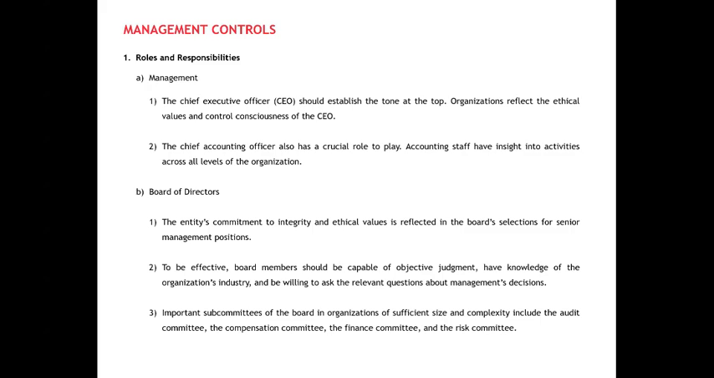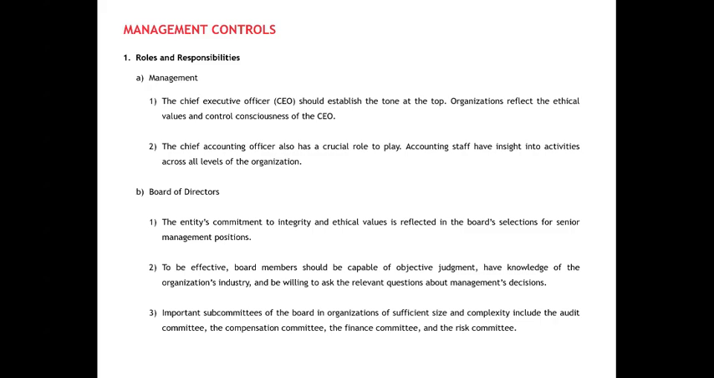The CEO has a responsibility to establish the tone at the top. Organizations reflect the ethical values and control consciousness of the CEO. Can you see that? There has to be a code of ethics. The CEO has to come out and say, internal controls are important. There's zero tolerance for fraud. Recommendations by the internal auditor should be immediately rectified. Non-compliances with controls will be taken seriously. Disciplinary action will follow. This is our code of ethics. These are our key values, and his behavior must reflect that.